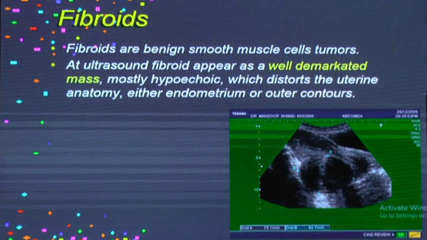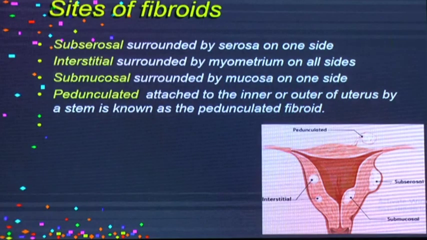The fibroids are the commonest smooth muscle cell tumors, and at ultrasound they appear as well demarcated hypoechoic lesions, and they always distort the uterine anatomy. Either the outer wall is distorted or they push the endometrium to one side. So a well demarcated hypoechoic mass, if you see it in the myometrium, that is a fibroid of the uterus.